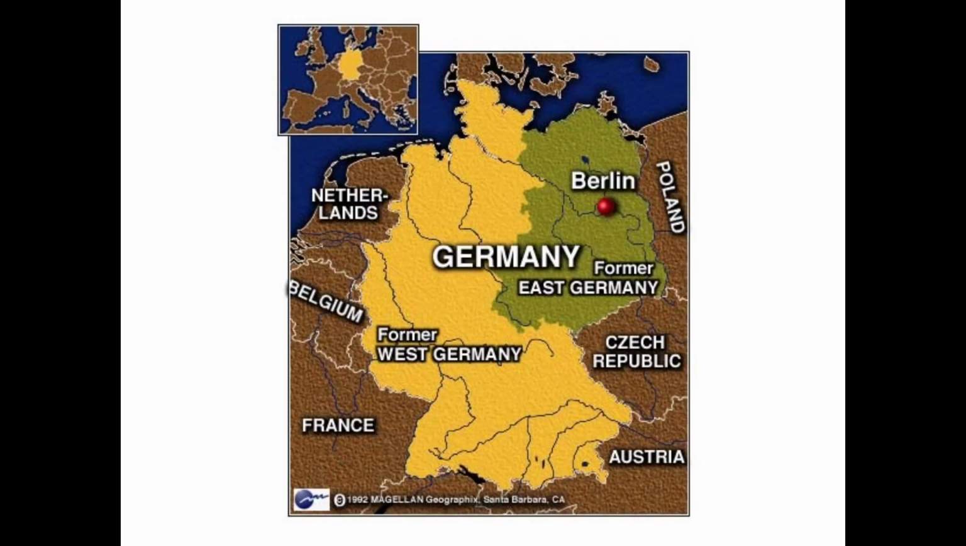Here's a map of the country of Germany. The green portion is the area where the Soviet Union had control. The yellow area is the location of where the United States and the Allies also had control. Now, the yellow area, West Germany, was divided up into sections as well. But just for test purposes, we'll just say the United States and the Allies controlled that section. And the entire green section was controlled by the Soviet Union.